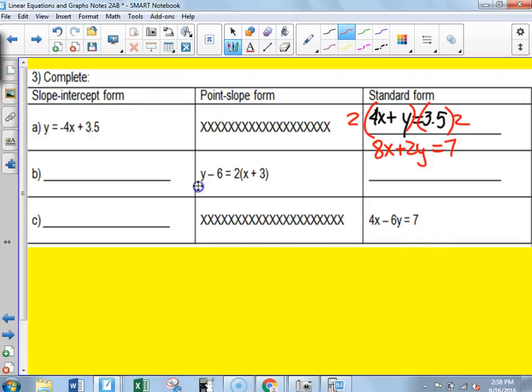All right, so can you work with this one and tell me what happens when we do some distributing and moving around and get that in y equals form? Have to distribute first. And then get this y by itself, so we end up with what? 2x plus 12. Good job, Riley.